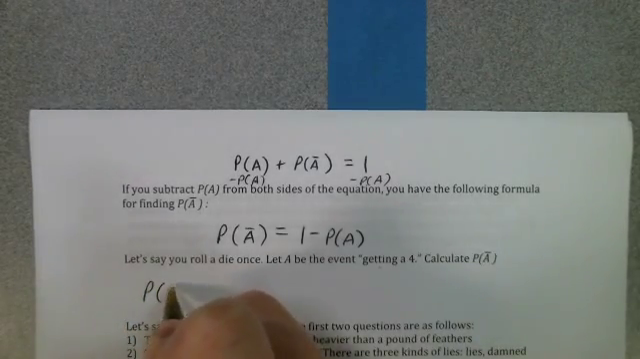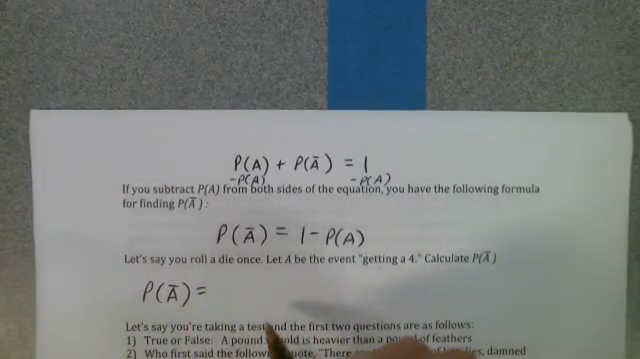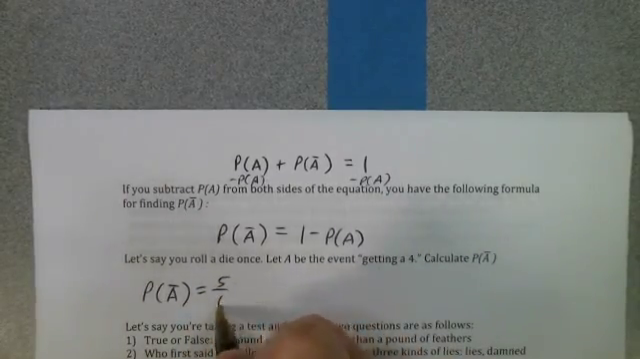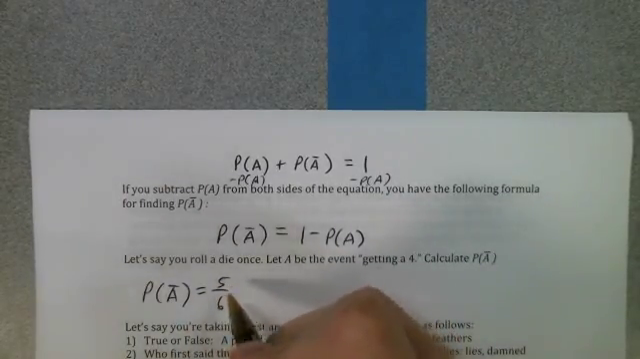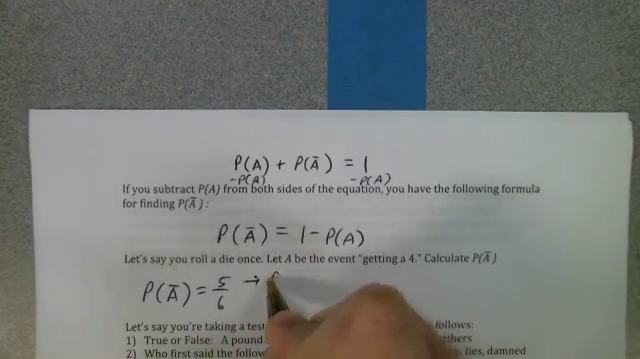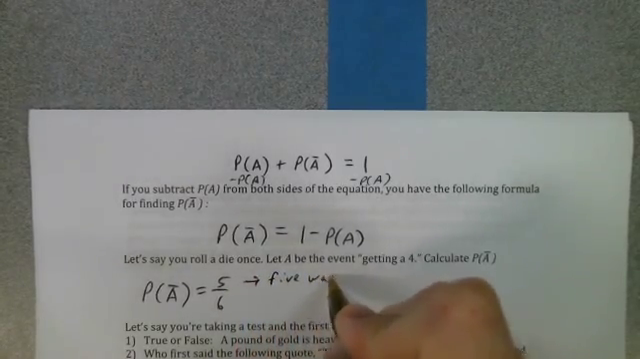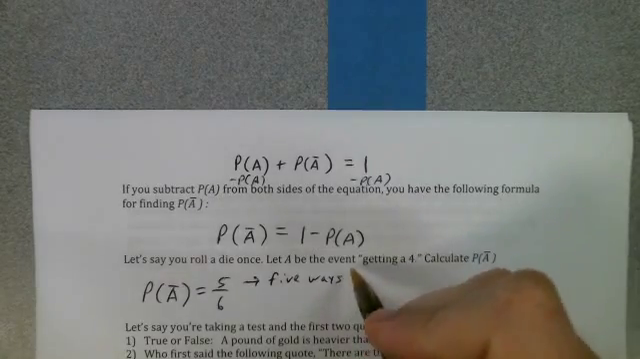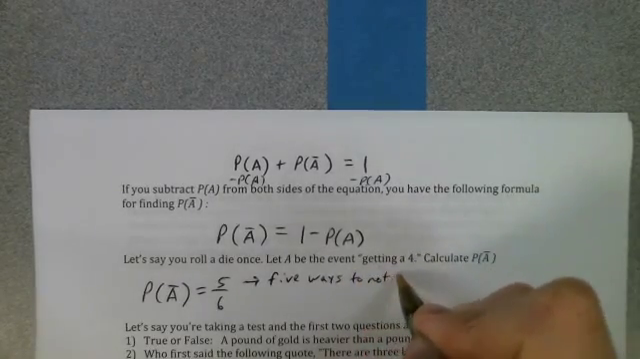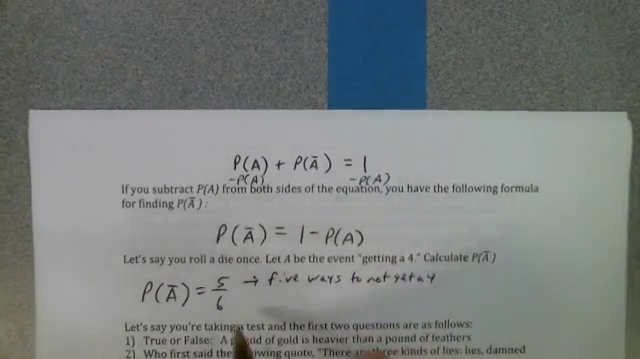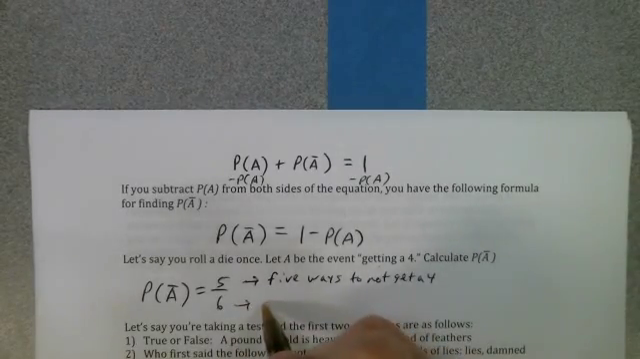Well, the probability of not getting a 4 is 5/6, because there are 5 ways to not get a 4. In other words, 5 ways for success out of 6 total possible outcomes.